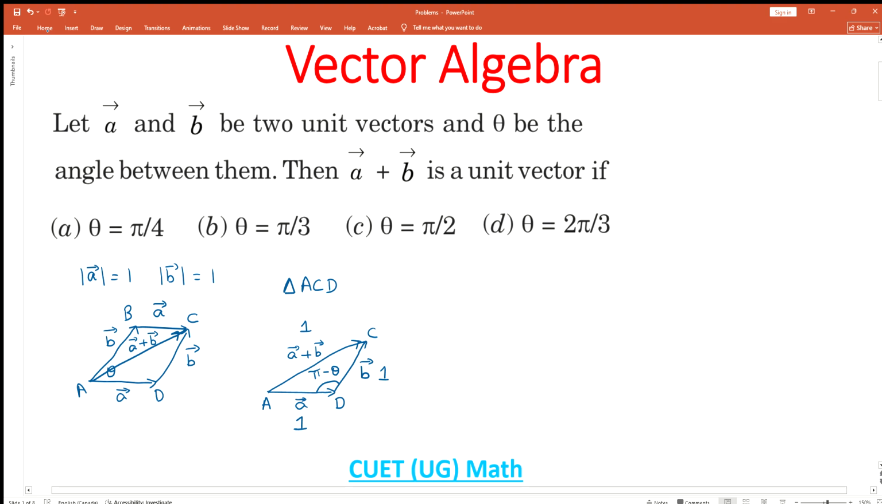And we know that in an equilateral triangle, all angles are equal to 60 degrees or pi over 3. Therefore, the measure of angle D in this triangle should be equal to pi over 3. So our equation is pi minus theta equals pi over 3. This is the equation we have to solve to find the value of theta, for which A plus B is a unit vector. We can isolate theta in this equation by moving negative theta to the right side of the equation. It will become plus theta.